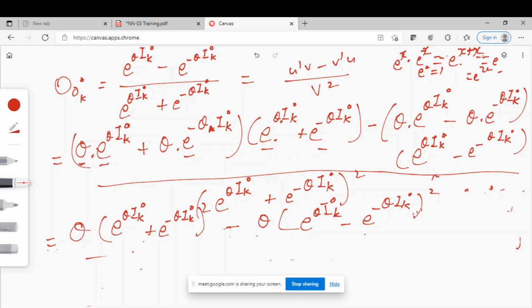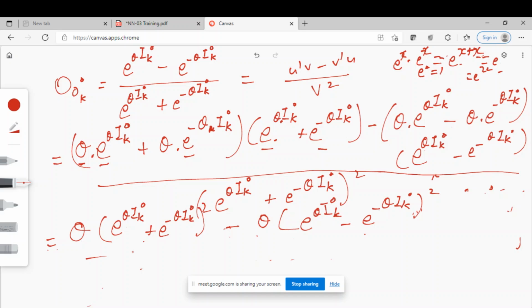Now what is OK? What is OK? So here if you see, the original value of OK is nothing but (e^(θ·k0) − e^(−θ·k0)) divided by (e^(θ·k0) + e^(−θ·k0)).